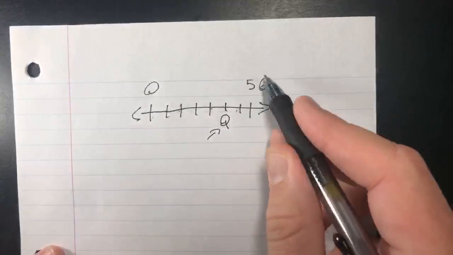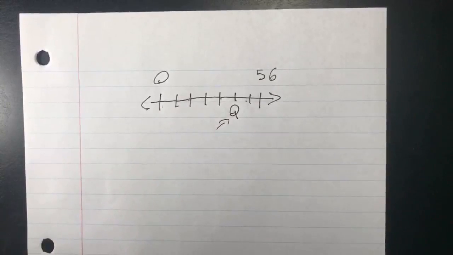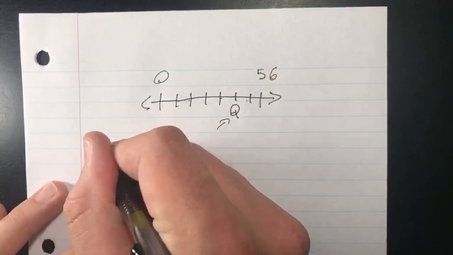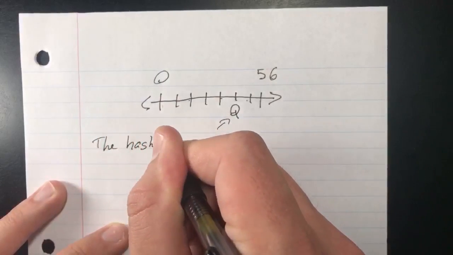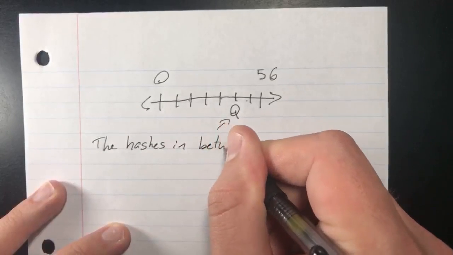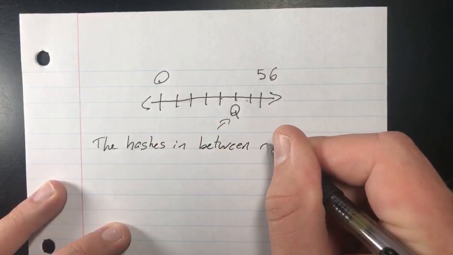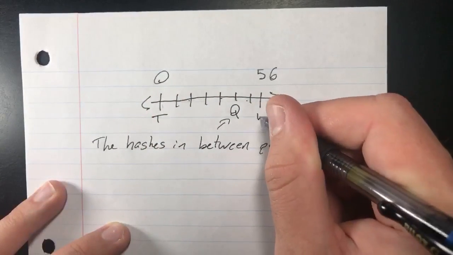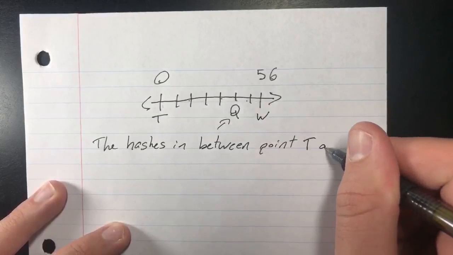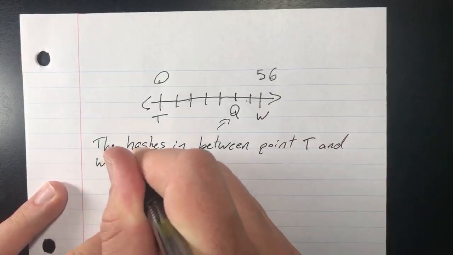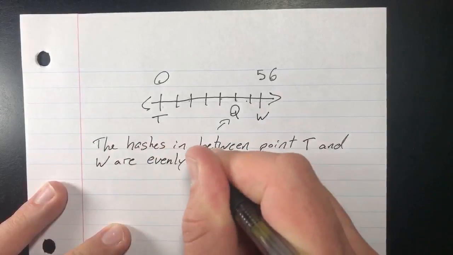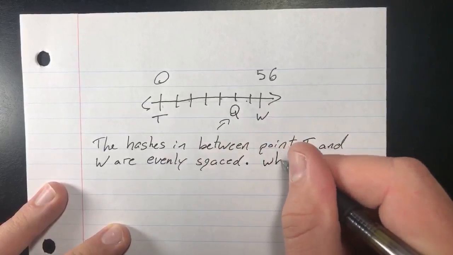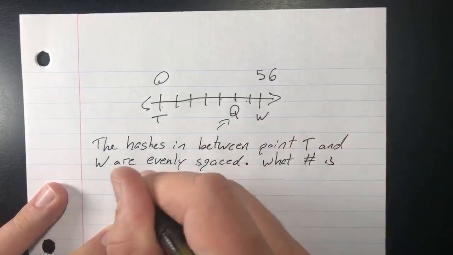I want to know where Q is on this number line, if this here is 0 and this here is 56. And one last thing I should add, this is how they would phrase it. The hashes in between point, I gotta name these points. Let's say this is T and this is W. The hashes between point T and W are evenly spaced. Great. What number is Q?